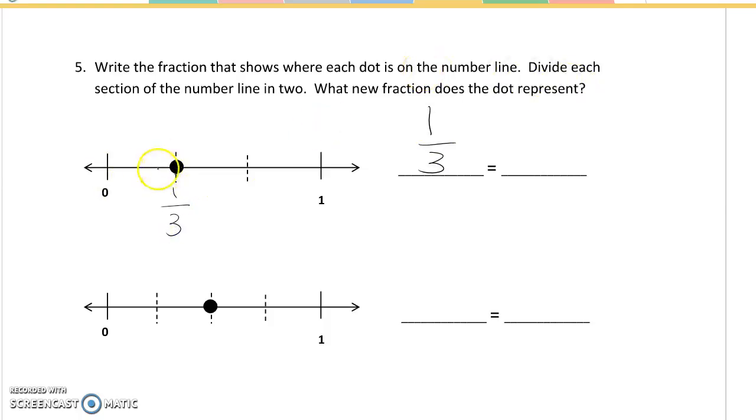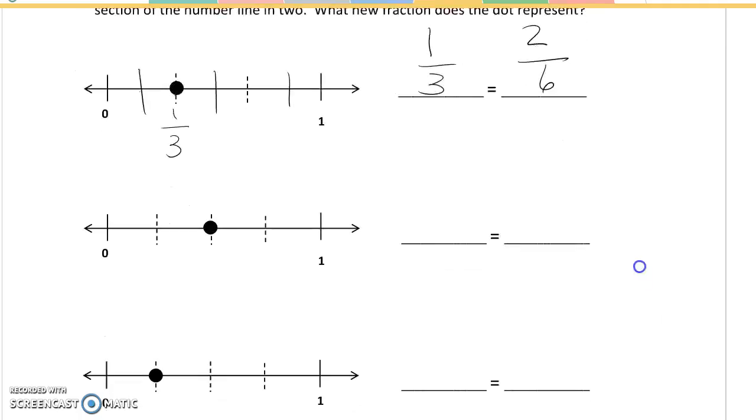Now I have to divide each section in half. So now how many sections do I have? I've got 1, 2, 3, 4, 5, 6 sections. And how many are at this dot? 1, 2. So we say 1/3 is equal to 2/6. That's essentially what we did with those two number lines in number 1. Okay, let's do the next one.